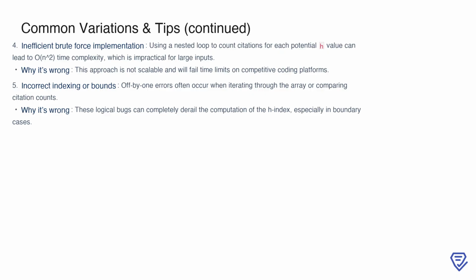Logical errors, such as off-by-one mistakes in indexing or boundary conditions, are also common. These can occur when iterating through the array or comparing citation counts and can completely disrupt the computation of the H-index, particularly in edge cases. It's essential to approach your implementation with attention to detail to avoid these pitfalls.